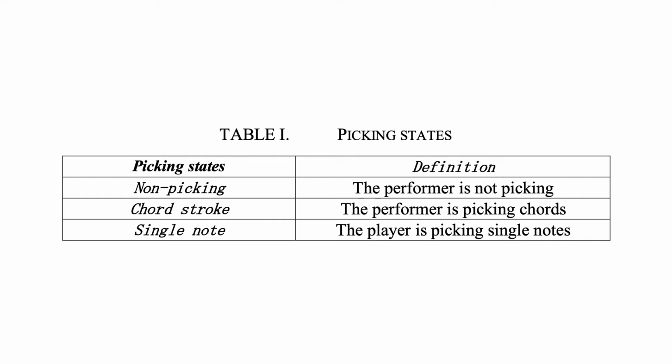Picking states. For our goal, seamlessly connecting passive and active performance on guitar, recognizing whether picking occurs or not is needed firstly to clarify whether ongoing performance is passive or active. We think it is also useful to recognize picking styles, such as chord stroke and single note, to give effects variation to active performance. Therefore, we judge the current state as non-picking, chord stroke, or single note.